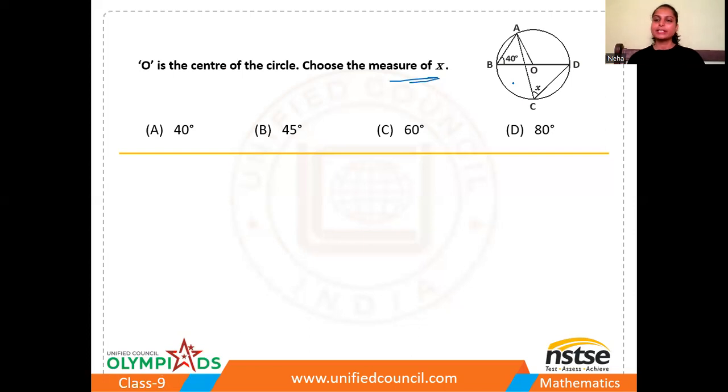So now what is the value of x? Basically this angle is given equal to 40 degrees. So my dear students, I know the property of circle that in a circle, angles in the same segment are equal. And I can see that these two angles are in the same segment. So if this is 40, this is 40. That's it.